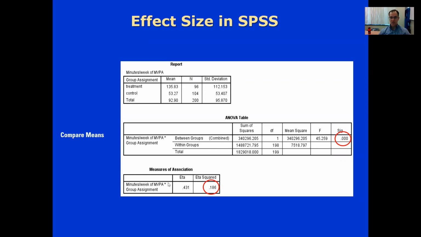Well, looking at the measures of association, looking at the minutes per week of physical activity, it appears that the eta is 0.43, the effect size. Now, squaring this eta gets a percent of variance, which is close to 19%. So about 19% of the differences between the minutes of physical activity has to do with the group assignment.